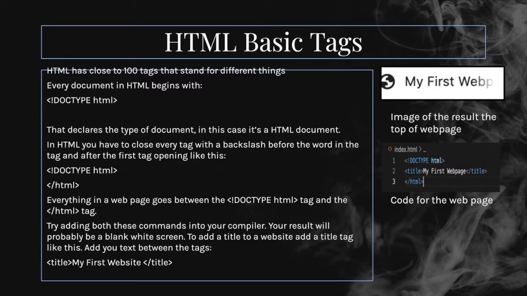Try adding both these commands. You probably will get a blank screen. To add a title to your website, put the tags at the bottom. Title, my first website, and backslash title. The code is here on the right, and the result is on the top right. That is the tab, which shows the title at the top of the display.